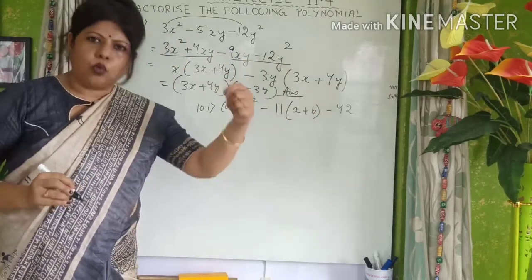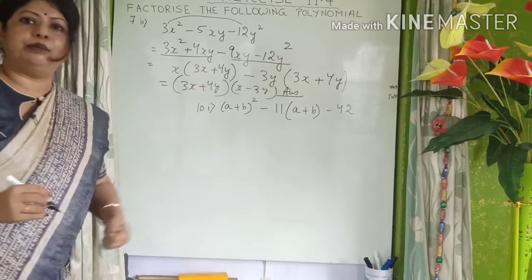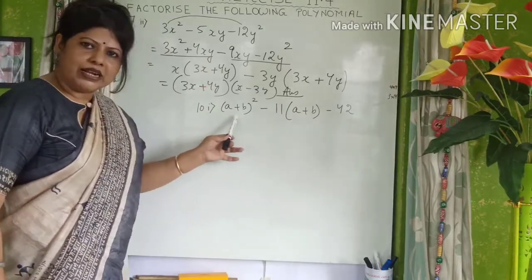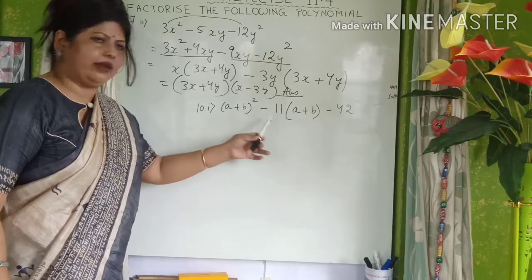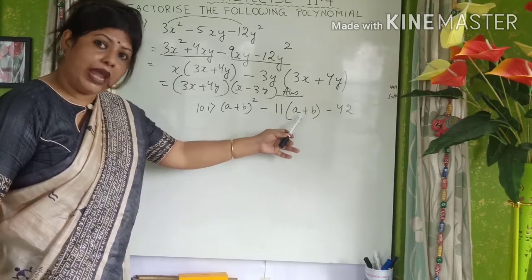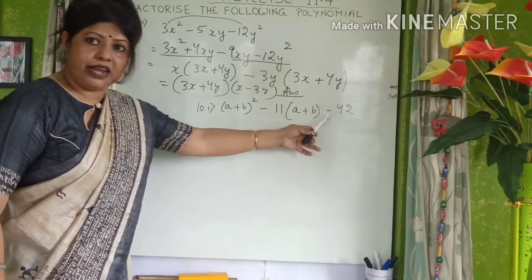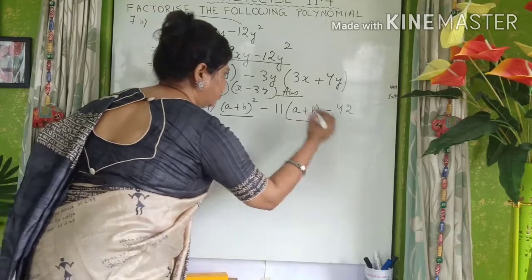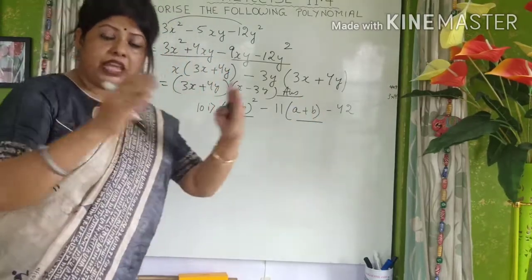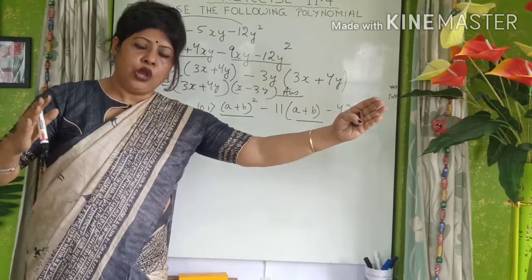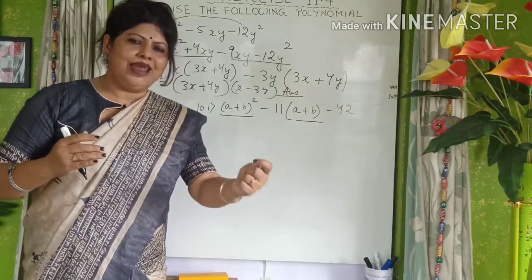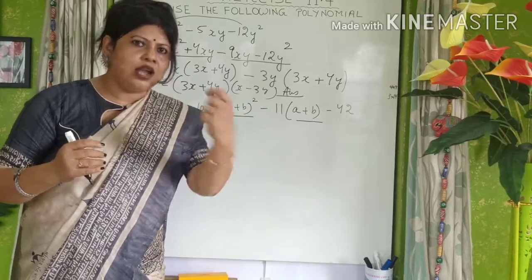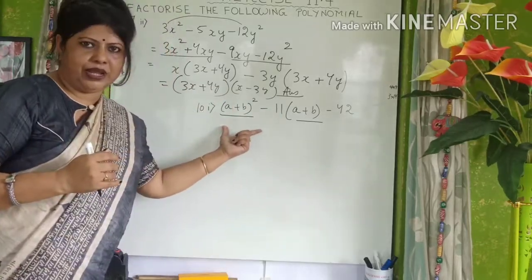Let us solve one more question. Come to question number 10. In question number 10, children, just look at the first term, a plus b whole square minus 11 into a plus b and then minus 42. Here we see that this entire term a plus b is making your question elaborate. So we will take a small literal in place of a plus b whole square.